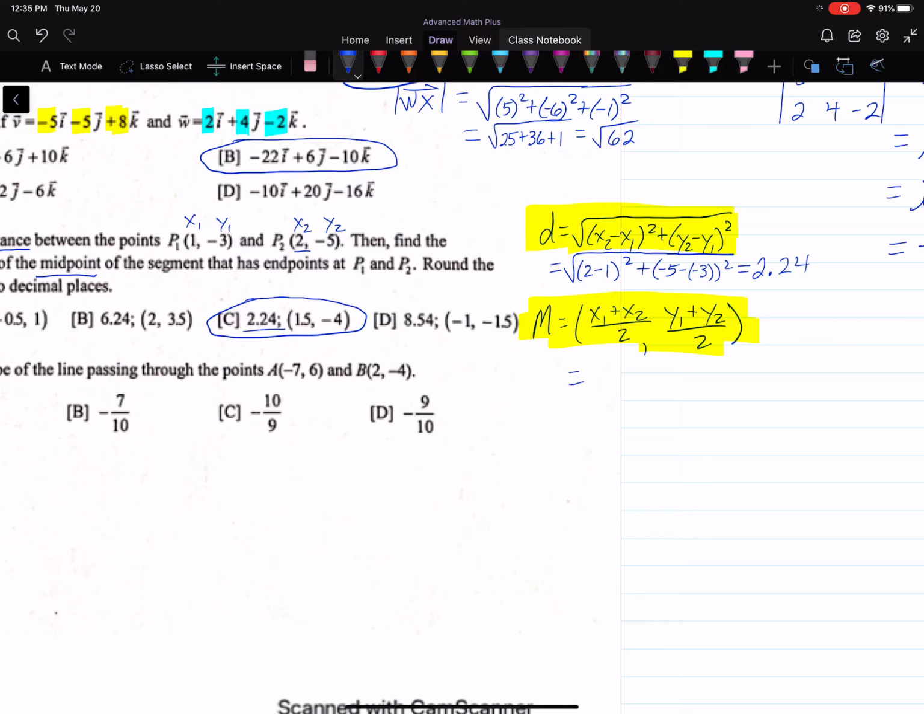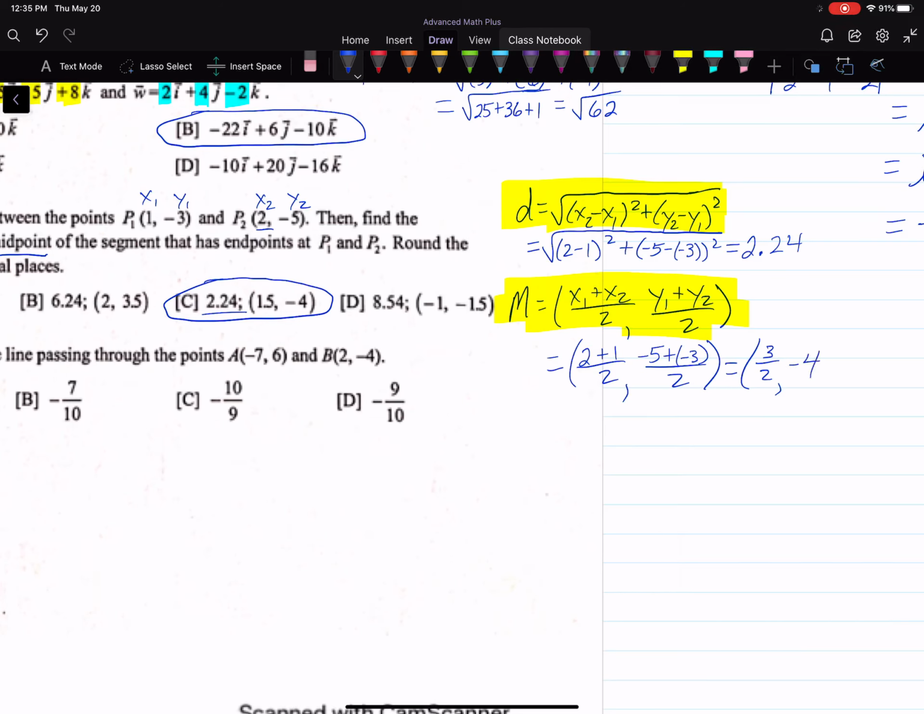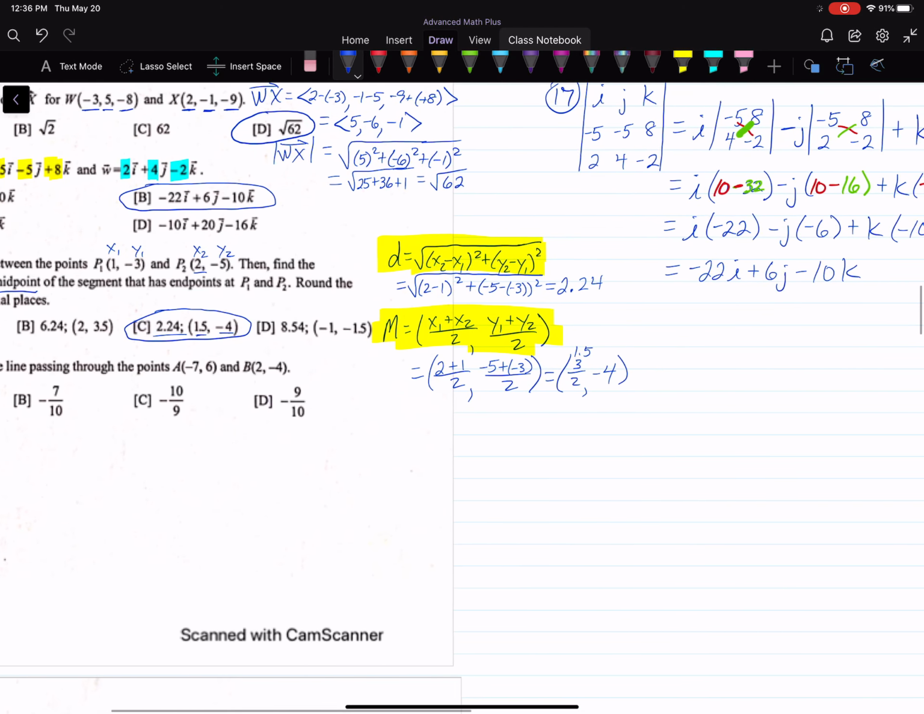Midpoint, you would just do 2 plus 1 over 2, and then do negative 5 plus negative 3 over 2. And those reduce to 3 halves over negative 8 over 2 is negative 4. So 3 halves is 1.5. So as you can see, 1.5 and negative 4, same answer. Okay? So just in case they give you one that has the same distance.